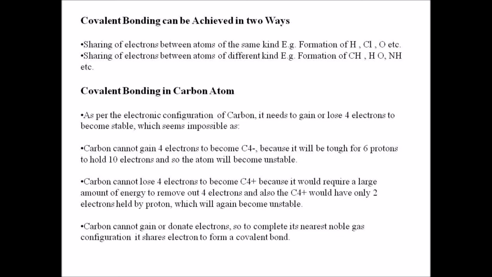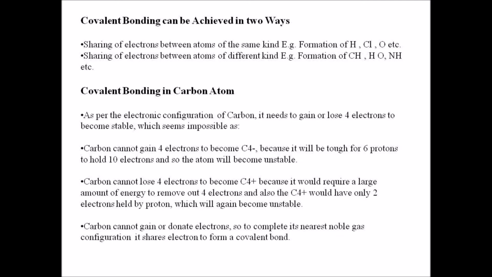As per the electronic configuration of carbon, it needs to gain or lose 4 electrons to become stable, which seems impossible. Carbon cannot gain 4 electrons to become C4- because it will be tough for 6 protons to hold 10 electrons, and so the atom will become unstable. Carbon cannot lose 4 electrons to become C4+ because it would require a large amount of energy to remove 4 electrons, and also the C4+ would have only 2 electrons held by protons, which will again become unstable.